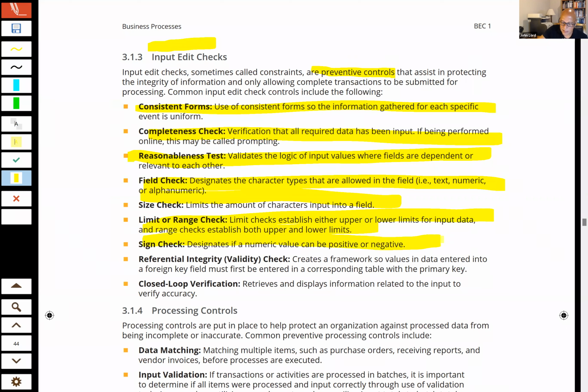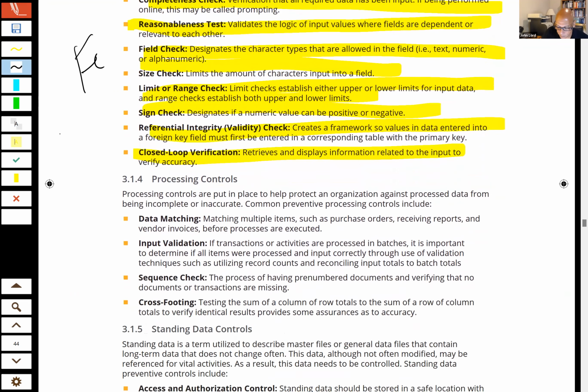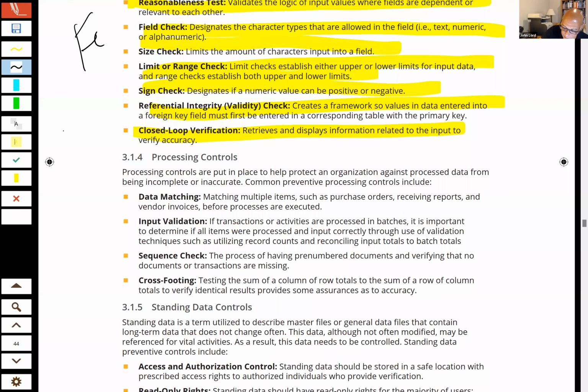Sign check designates if a numeric value can be positive or negative. Okay. All of these things, guys, are going to be steps that will be what? Input checks. Okay. Why don't you flashcard those? Those are all good input checks. Those are different than processing controls.